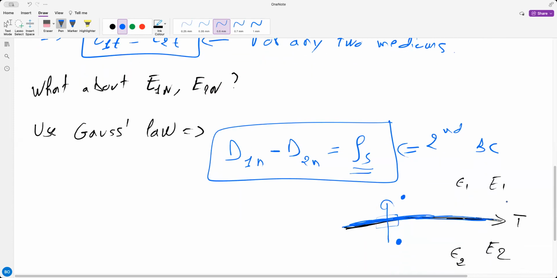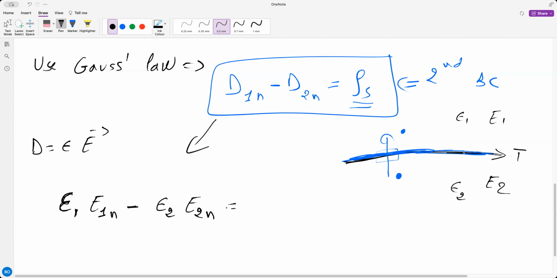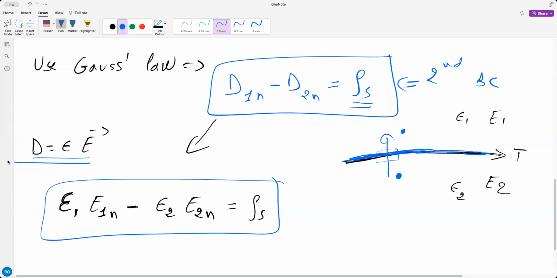Now, this one, obviously, we know that D in general is equal to epsilon times the electric field. So this also becomes epsilon 1, which is the permittivity of dielectric number 1, times the normal component of the electric field in medium 1, minus the electrical permittivity of medium 2 times the normal component of the electric field in medium 2, equal to the surface charge density. Those are the same, just because there is a proportionality factor of this.